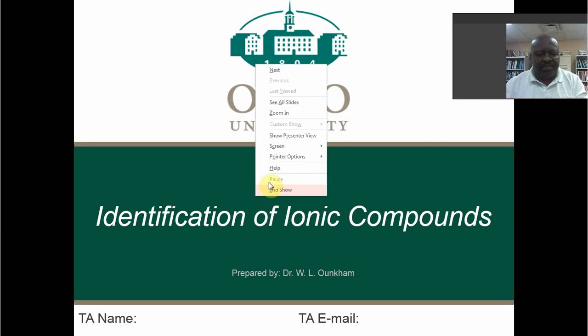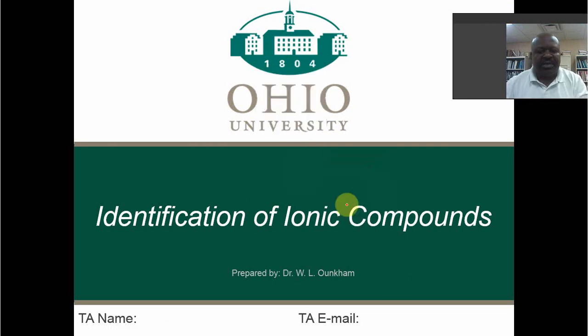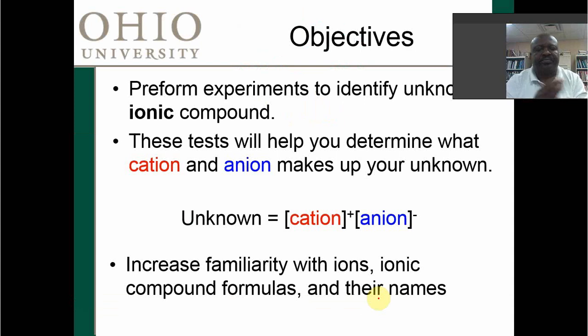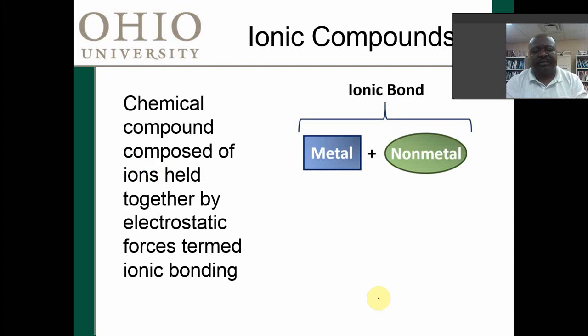All right, so we'll have to do something in order to identify the ionic compound. And remember, the ionic compound consists of a cation and an anion. So our identification must actually identify both. In a given substance, identify both, and then you can come up with the correct formula and the name. So that's what we're doing in this lab.